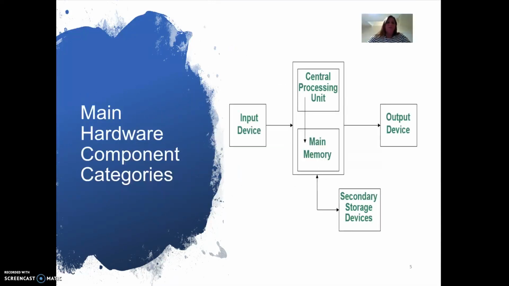So when you think about the main hardware component categories, we have what we call the input devices. You have the output devices. In the middle is your CPU, or your central processing unit, which is the brain of the computer. And you have the main memory. You see that the CPU and the main memory work collaboratively because the instructions are stored in main memory and the CPU executes those instructions. So you see the secondary storage devices that are optional.